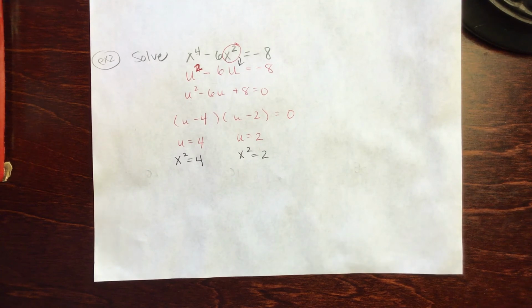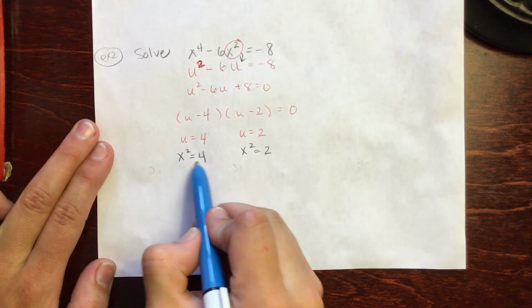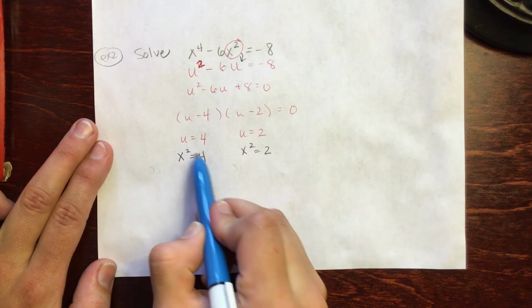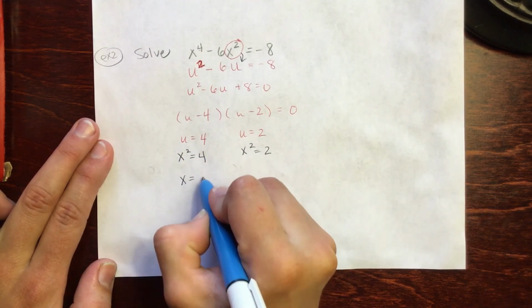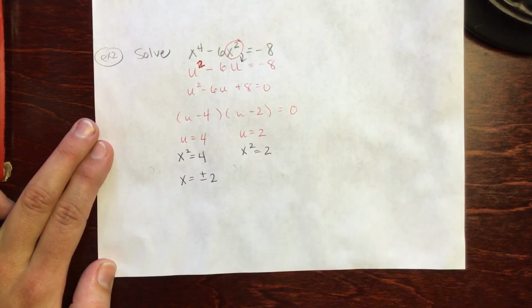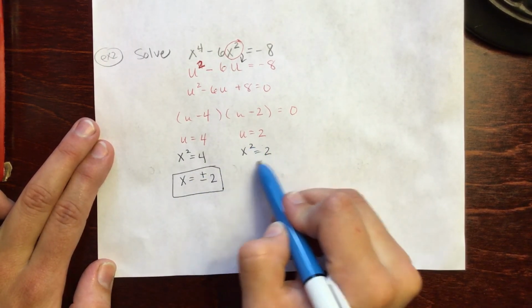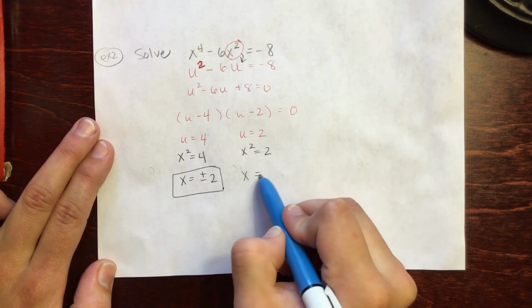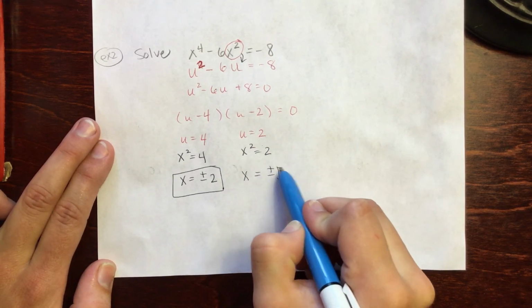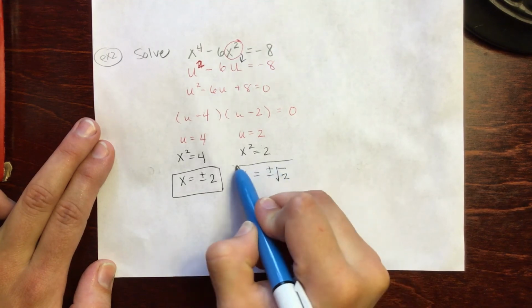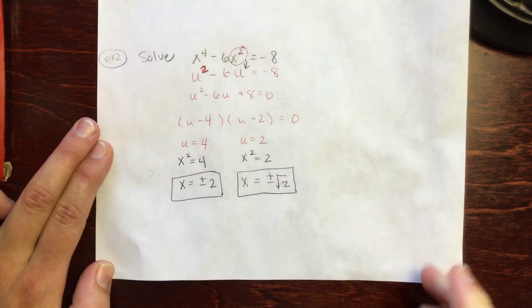All right, now let's solve both of these. I need to take the square root. There wasn't originally a square root in this problem, so that means that I need a plus or minus. The square root of 4 is 2, plus or minus 2. All right, what about this one? I need to square root it. The square root of 2 isn't a nice pretty whole number, so I'm going to leave it as a square root, but don't forget your plus or minus in front.